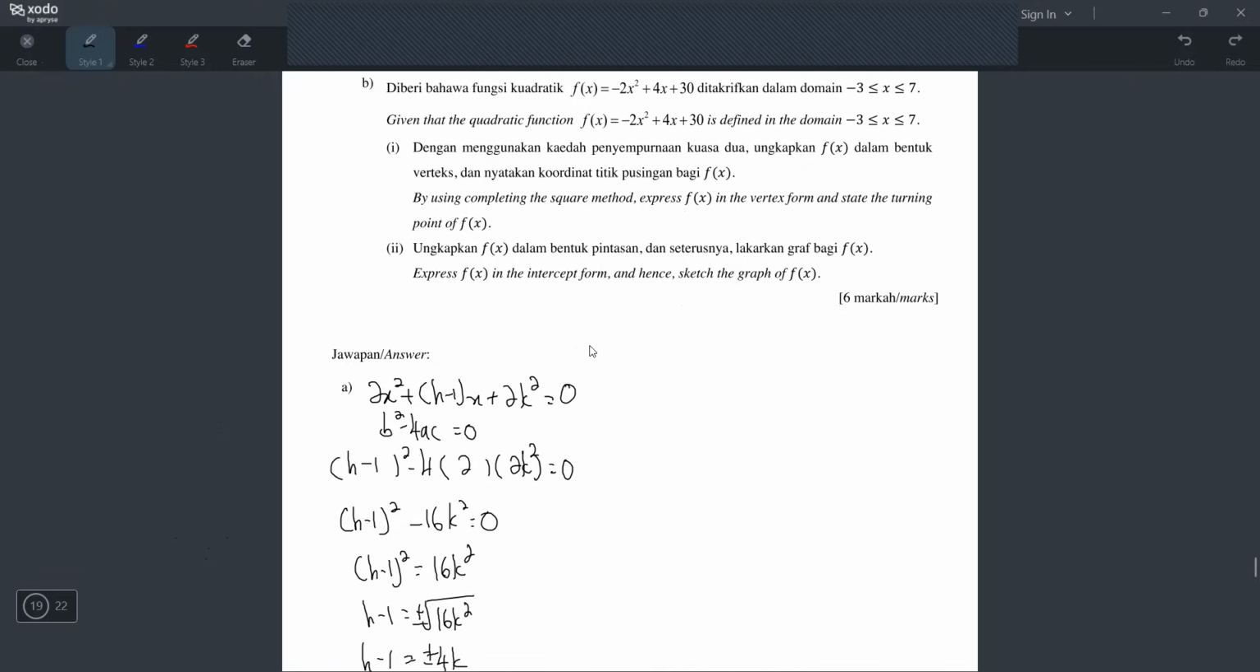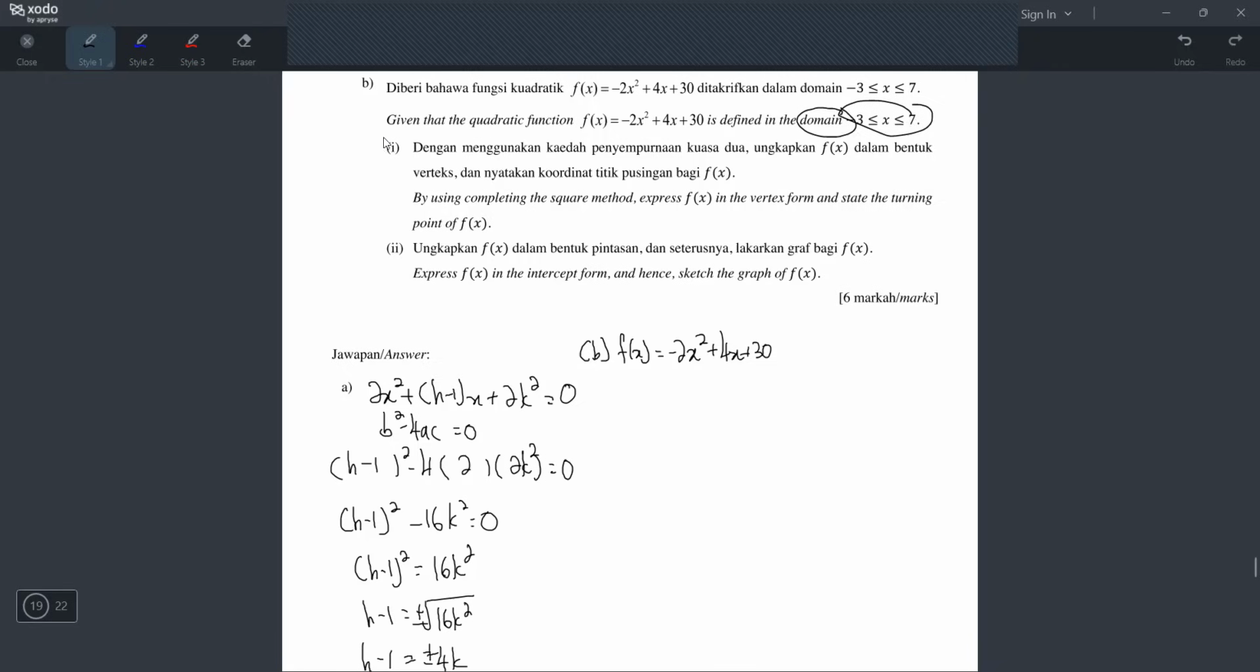Now we do question B. I'll do it here. Okay, let's read the question. Given that the quadratic function fx equals to this is defined in this domain, right? So let's do it. Fx equals to equation, let's write down 2x squared plus 4x plus 30. And then they say this is the domain. Domain means it's like a range, range for x-axis.